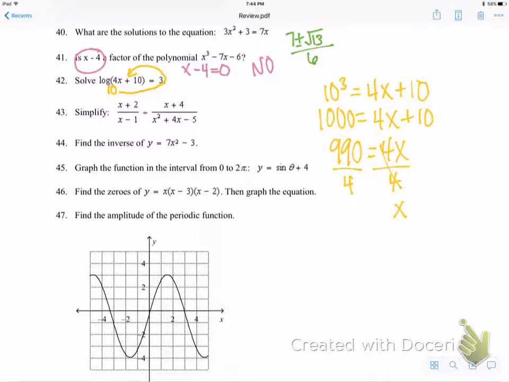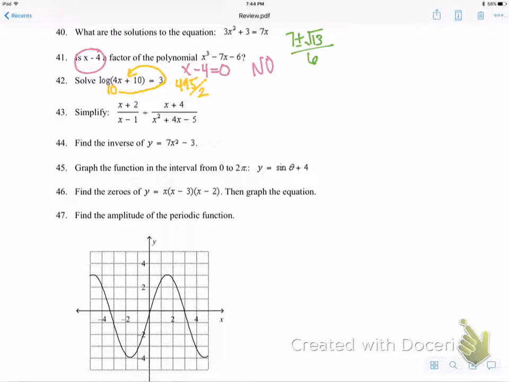As a fraction, this would be 495 over 2. As a decimal, this will be 242.5. I think the answer key leaves it as a fraction, though. Sorry, that was bad mental math. That would be 247.5 as a decimal. So we'll leave it as a fraction. Go ahead and write that one down. I'm going to erase it to do number 43.